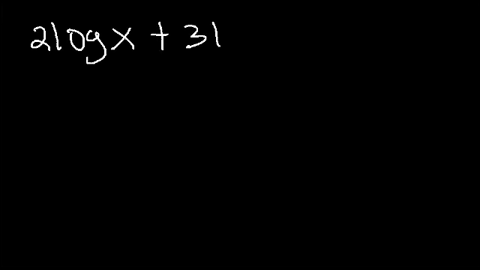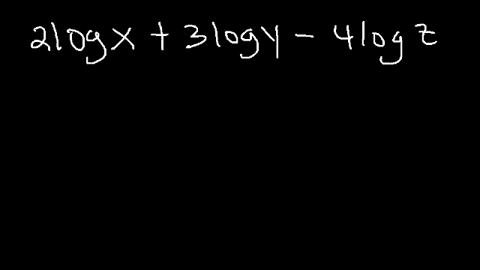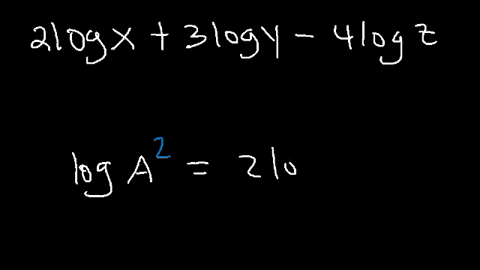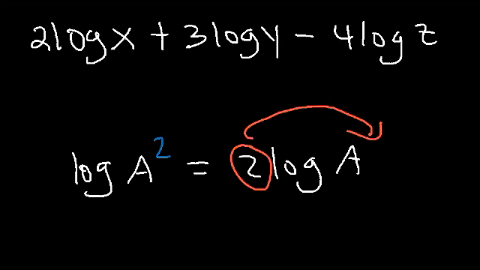Here's another one. 2 log x plus 3 log y minus 4 log z. Condense the following expression into a single log. So this time we have coefficients. Right now we can't condense it into a single log because of the coefficients. So we need to use the power rule. Remember we said that log a squared is the same as 2 log a. But what we need to do is take the 2 and move it back to the exponent position.